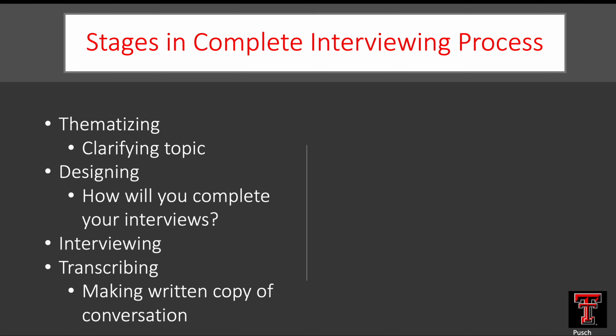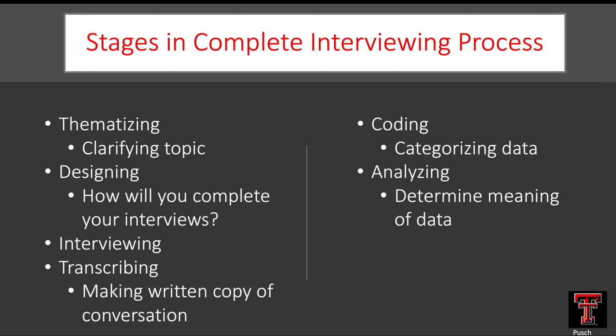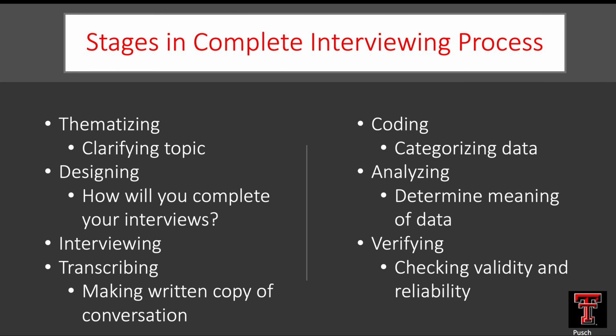What you're going to be doing for the purposes of this project, and what's usually done in qualitative research, if you have permission from the subject, is recording the interview, then making a written copy, transcribing it, and deleting the recording. Coding is categorizing your data, looking for themes and topics in your data, analyzing those codes, and determining the meaning of your data. Then verifying, so checking your validity and reliability. We're going to go over this at length when we talk about qualitative data analysis. Finally, reporting. This is when you write down what you found in your study and submit it to others.